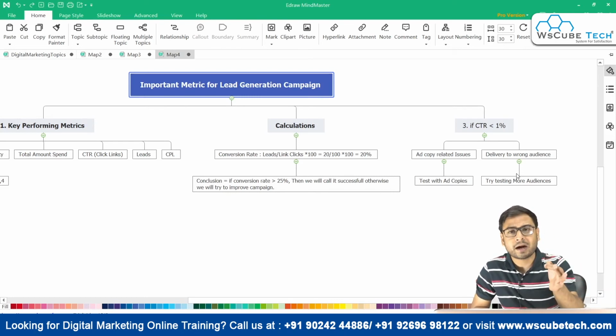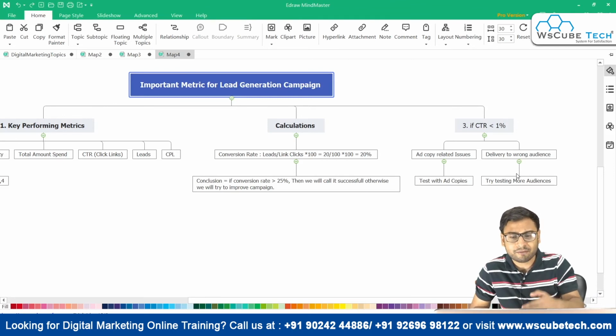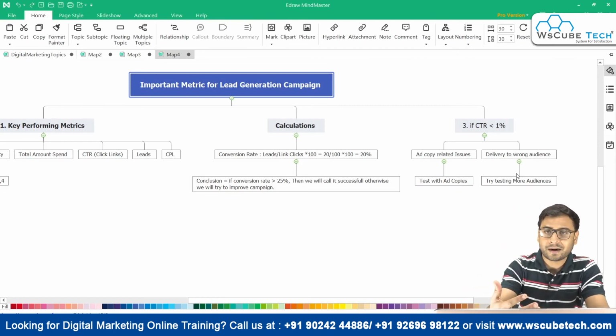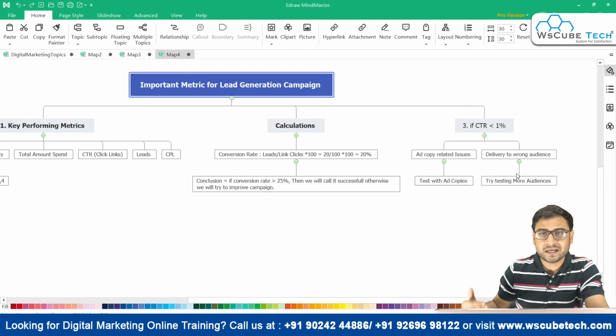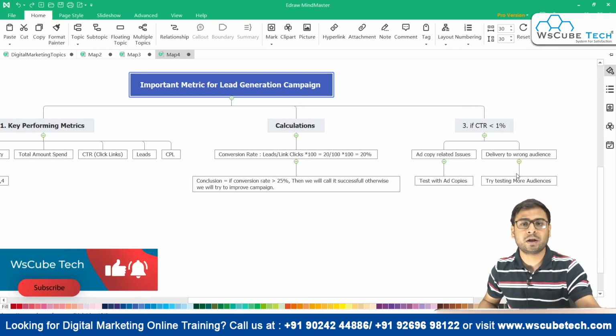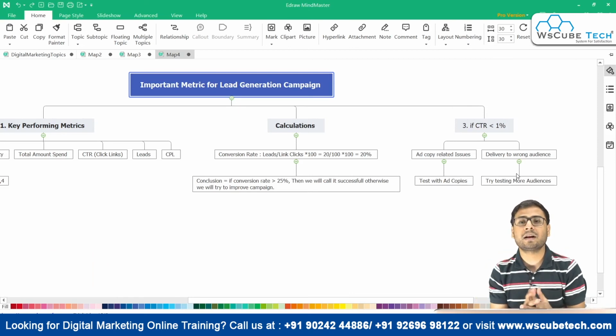So you should know that if I am running a lead generation campaign, I will be following CTR, conversion rate, leads, and cost per lead. What we are doing right now is trying to associate metrics with the campaign, because we have a number of metrics. We cannot follow each and every metric, and we cannot try to analyze each and every metric.